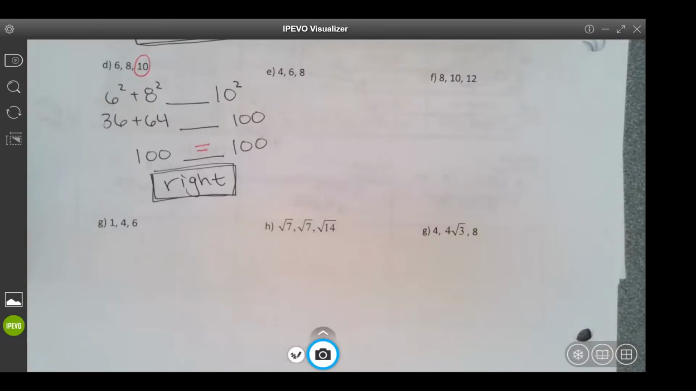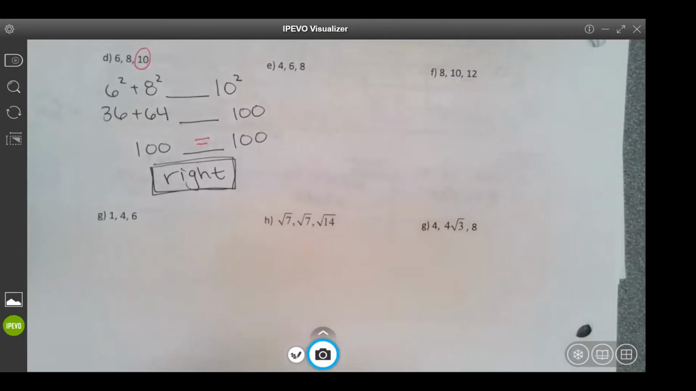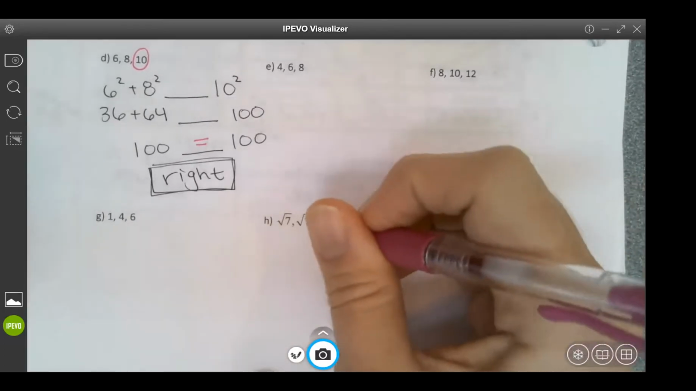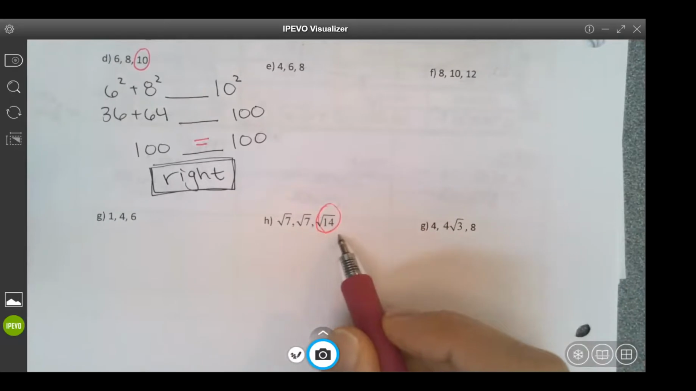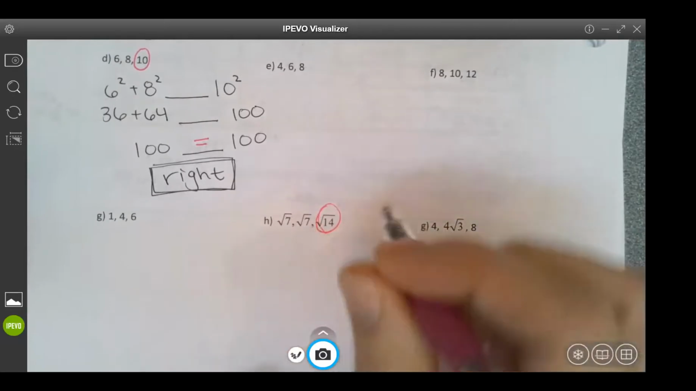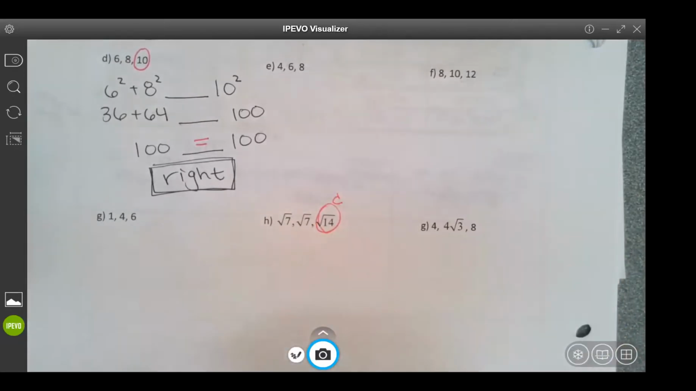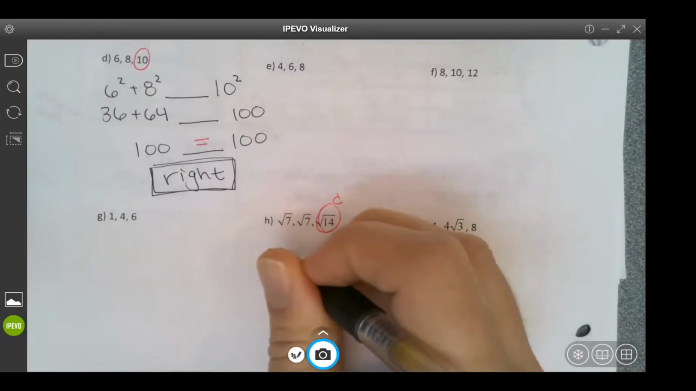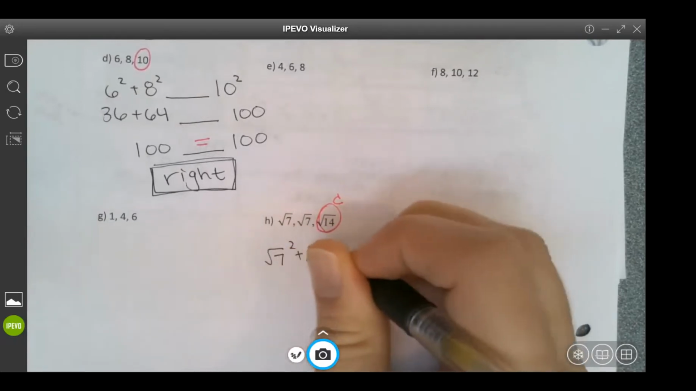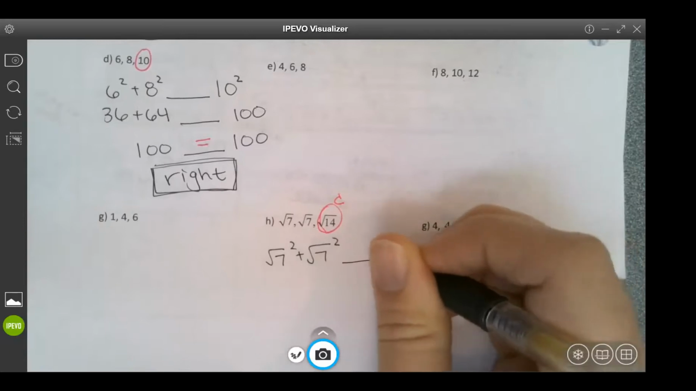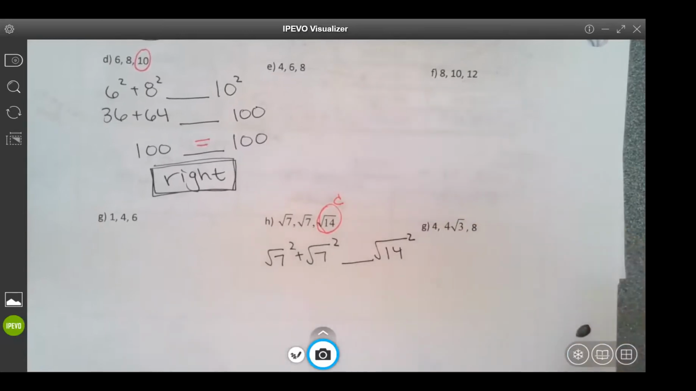When we have rads, there's two things that could happen. If they're all inside a square root, then I know the largest value inside the square root is the largest number. The square root of 14 is going to be greater than the square root of 7. So I know that this is C. When that's the case, I can just go, okay, rad 7 squared, how does that compare to the square root of 14 squared?